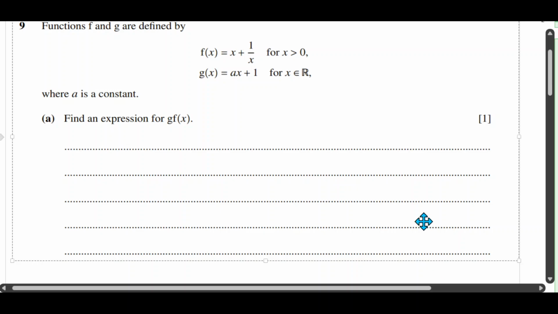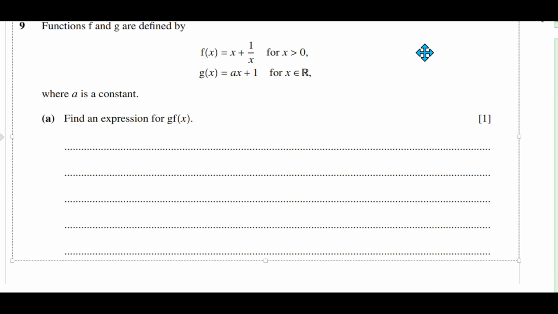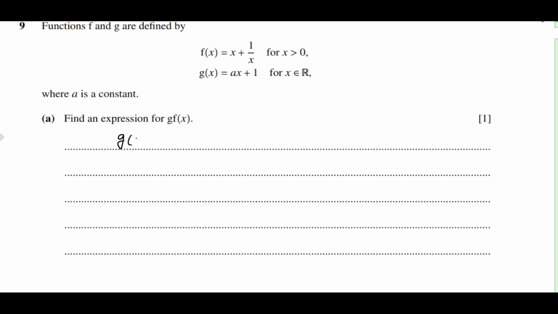Okay, now this is a problem related to functions. The question is: the functions f and g are defined by f(x) = x + 1/x for x greater than 0, and g(x) = ax + 1 for x belonging to real numbers. You have to find an expression for g(f(x)). So let me first write what is g(x). So g(x) is ax + 1.